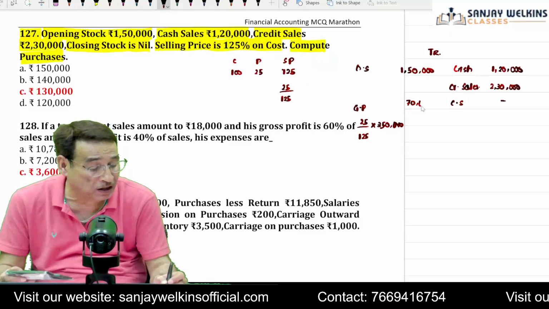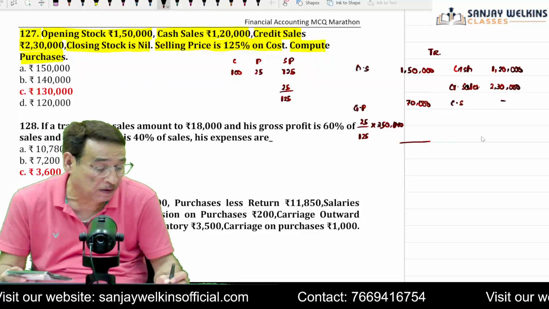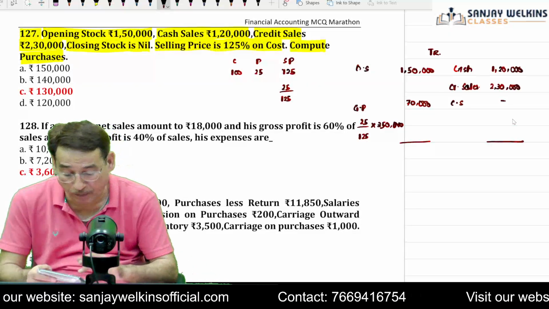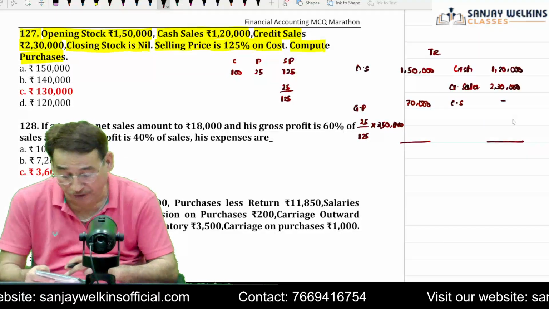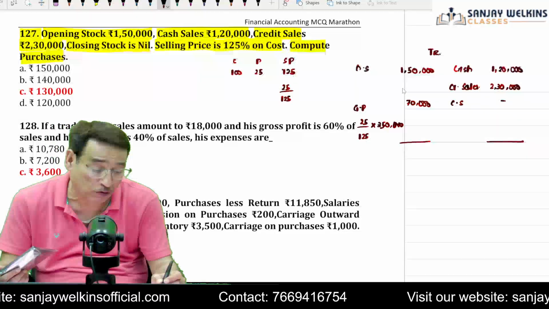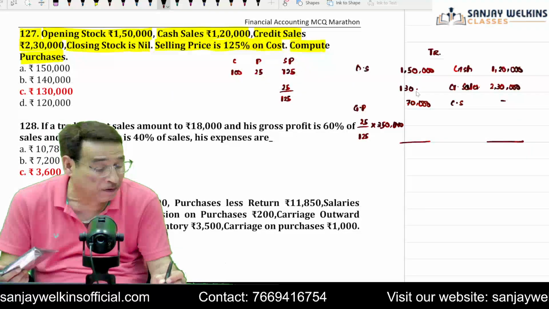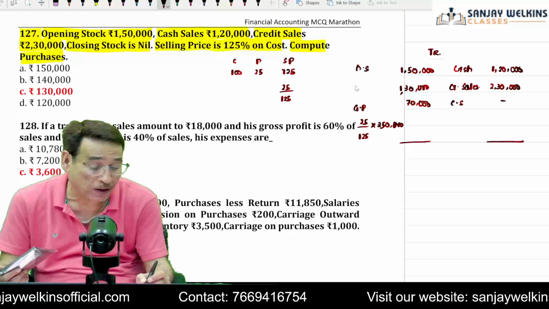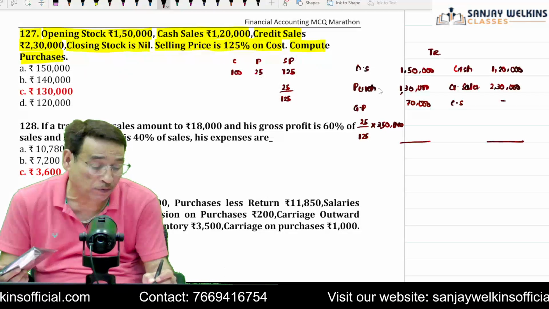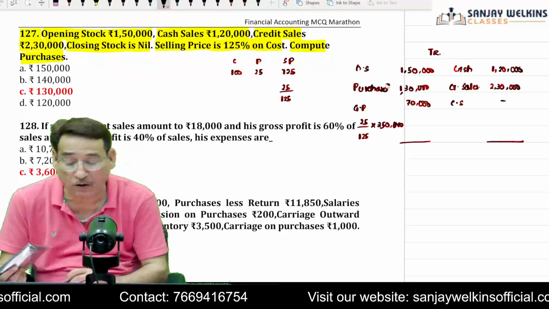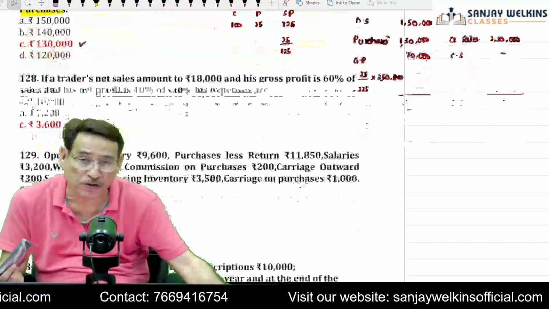Now the balancing figure will be your purchases. The balancing figure will be your purchases, 350 minus 70 minus opening stock 150. So purchases will be equal to 1,30,000 and this will be your answer. Is it clear to you or not? Purchases will be equal to 1,30,000. This is how you are going to compute the amount of purchases.